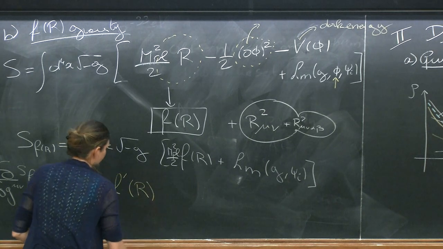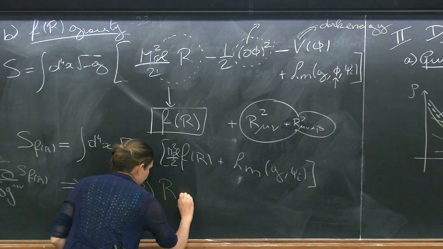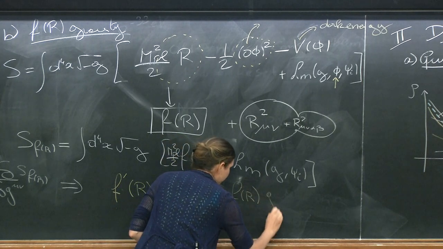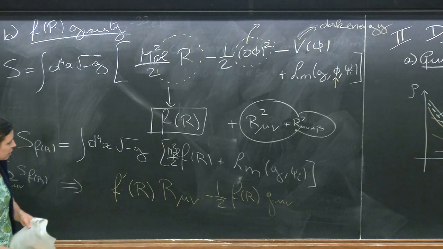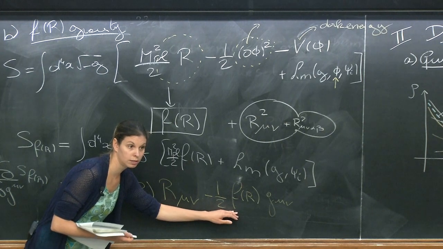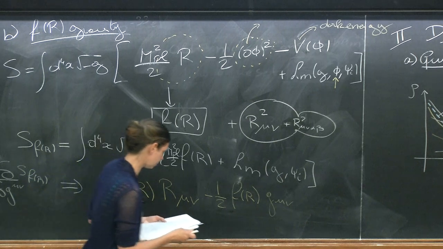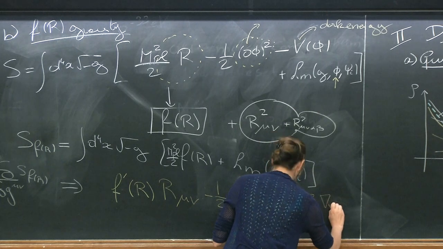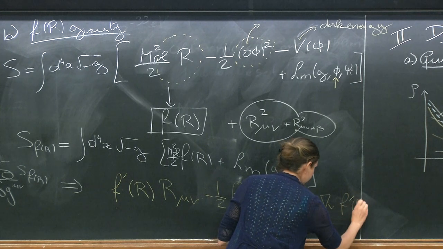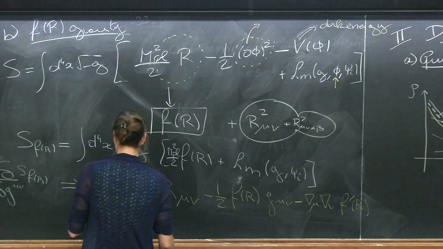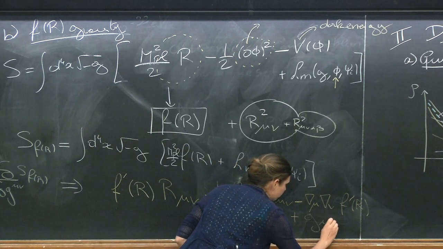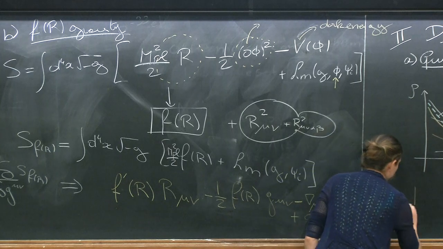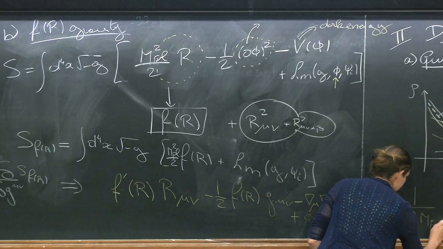So you have your function f prime of R times R mu nu. And then you have minus a half f of R g mu nu. So this would be the Einstein term if f of R was just R. But when f of R is not R, it's slightly different. And then you have other terms, minus nabla mu nabla nu f prime of R, plus g mu nu box f prime. And all of that is equal to the standard right-hand side term, 1 over 2 M Planck squared T mu nu.